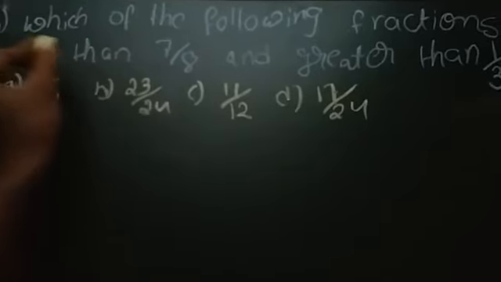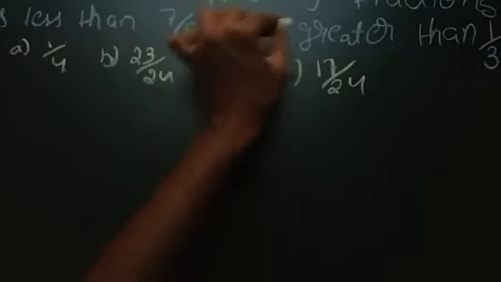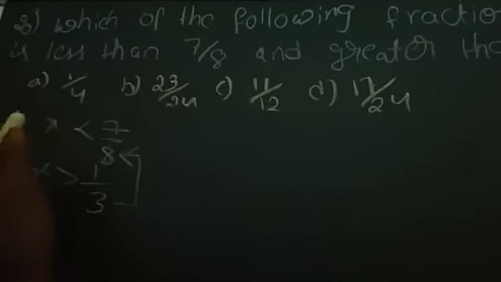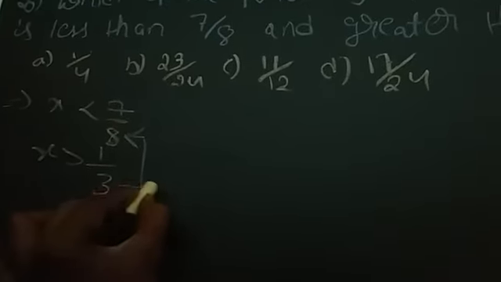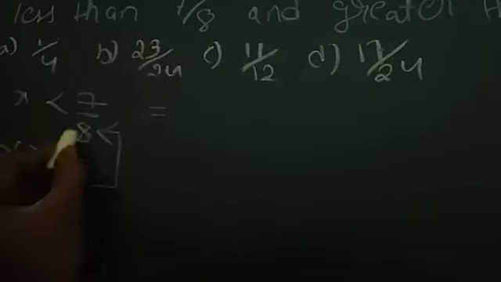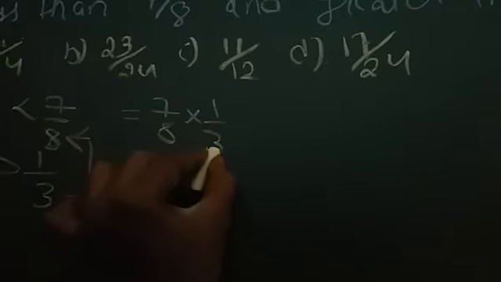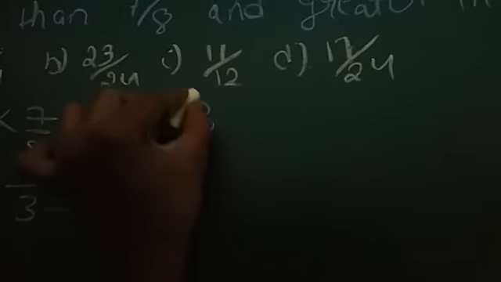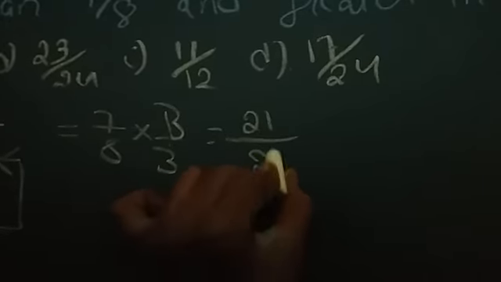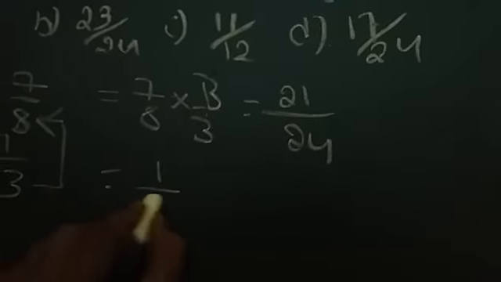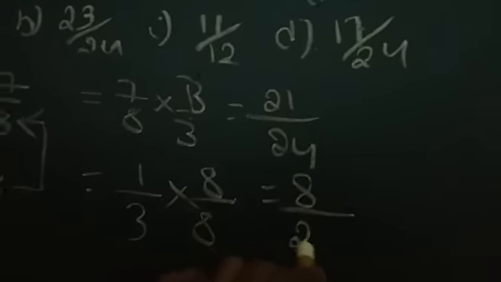Last question in this video, that is the 28th one. Which of the following fractions is less than 7 by 8 and greater than 1 by 3? So see here, x should be less than 7 by 8 and it should be greater than 1 by 3. To make the denominators equal, let us multiply 7 by 8 with 3 and 1 by 3 with 8. 7 3s are 21 and 8 3s are 24. Again it will multiply with 8, it will become 8 by 24.